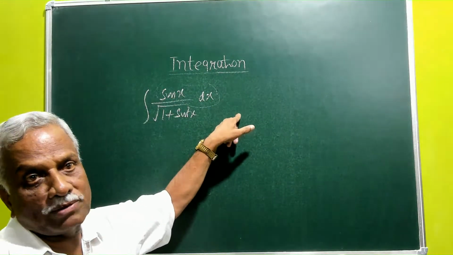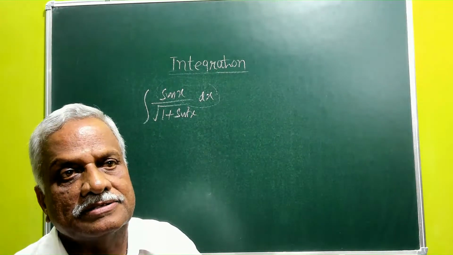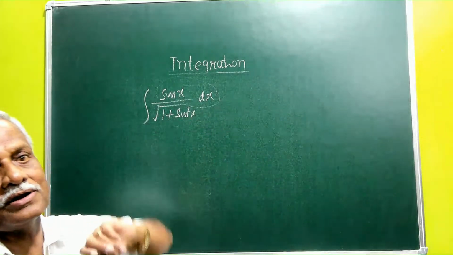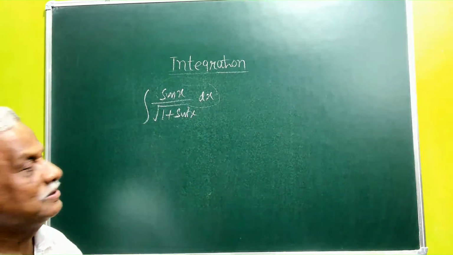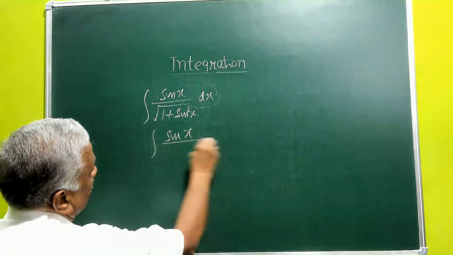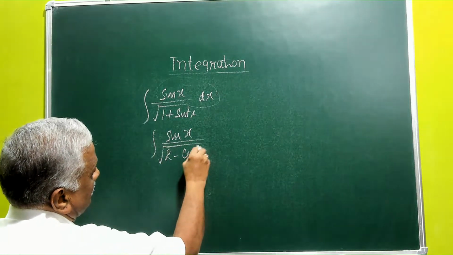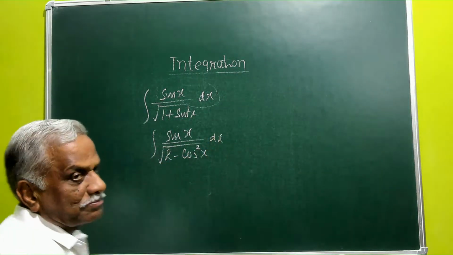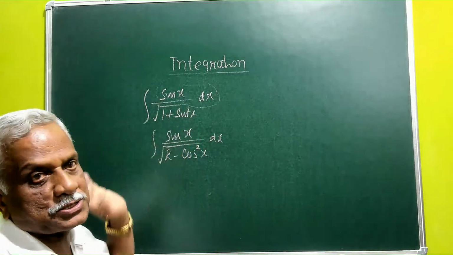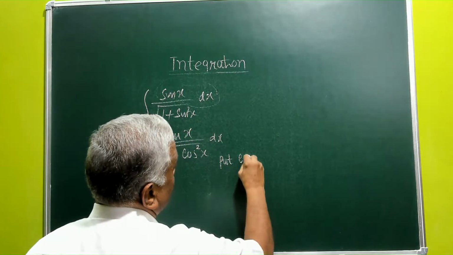Whenever sin x dx is in the numerator, differentiating a function to get sin x dx means you need to differentiate cos x only. But cos x is not given. They have given sin square x. The first thing that you should do is convert sin square x to cos square x. This must be your first step. Sin square x is 1 minus cos square x, 1 plus 1 is 2. Now what is your t? Put cos x equals t.